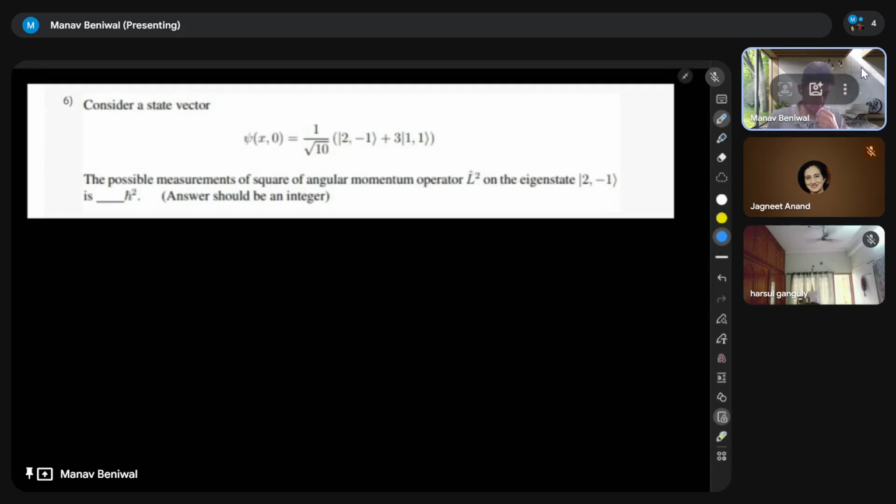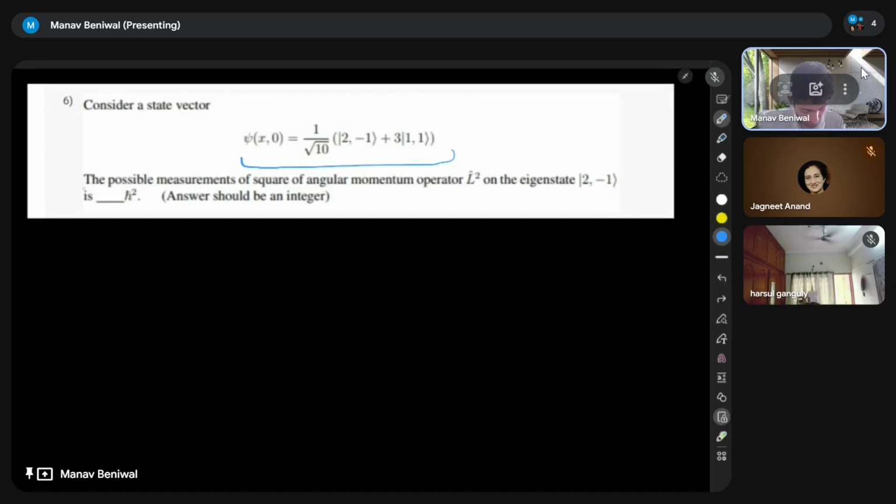We are given a state vector, which is this thing, and first of all, is it normalized? Yes, it is normalized, because this will give us 1 squared, and this will give us 3 squared. If we add them, we will get 10. So this root 10 and this root 10 will cancel out. So this is in fact normalized.